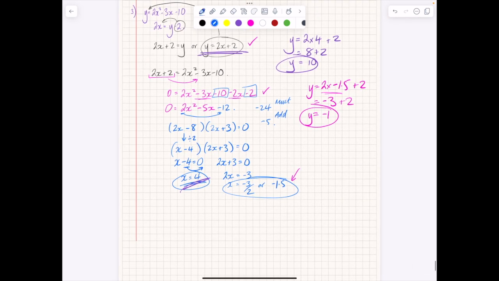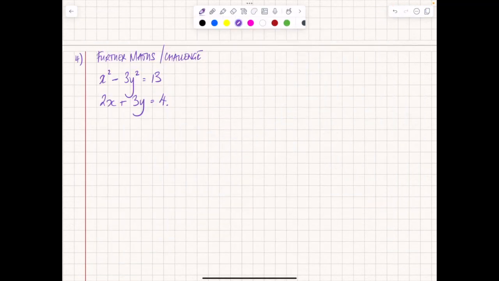If I go through all of these again, x is equal to 4 or minus 1.5, which is what I've got there, and y is equal to 10 or negative 1. When I put all of that together, they're my solutions for question number 3. Okay, last example then, further maths one, a little bit harder. So we have to rearrange this last one.